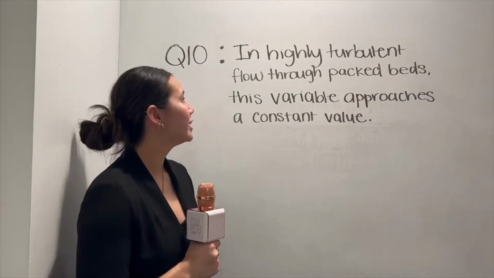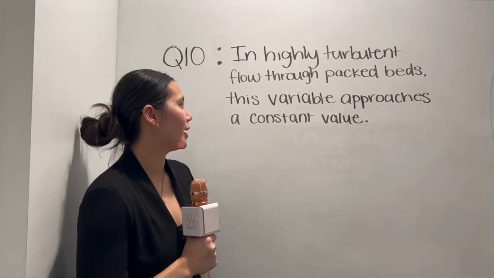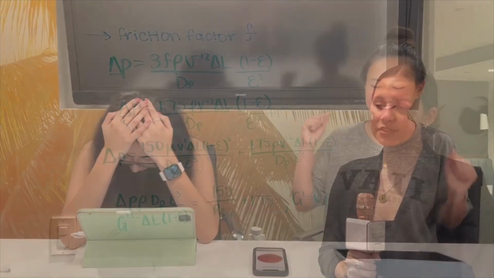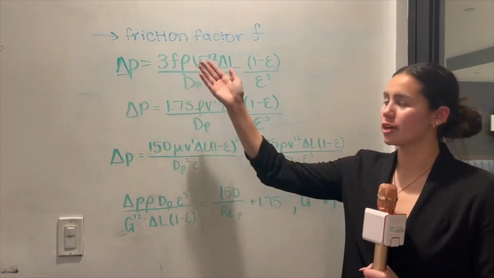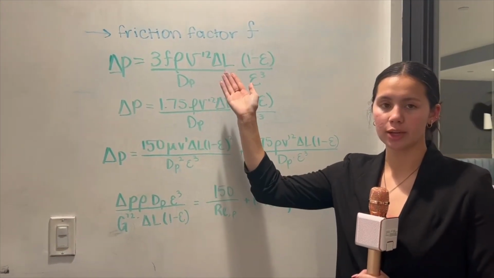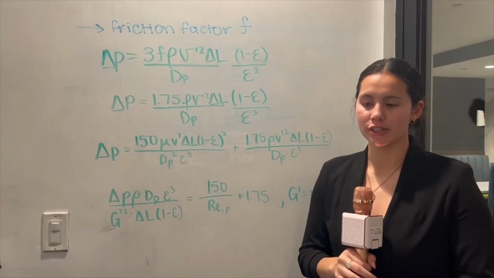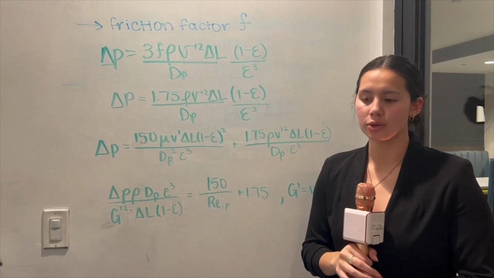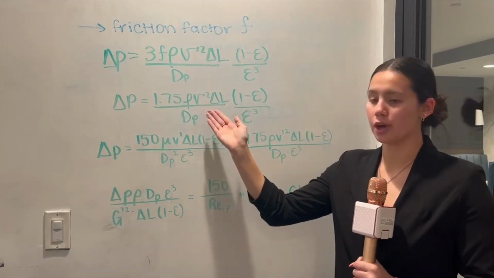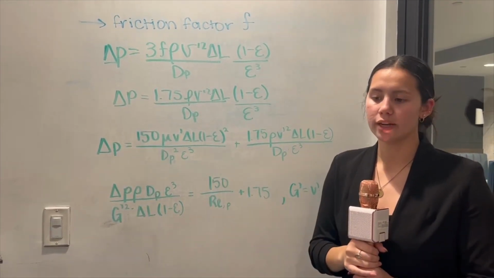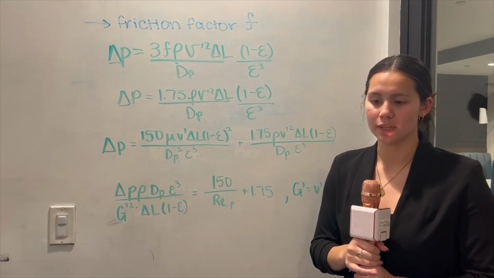Question 10. In highly turbulent flow through packed beds, this variable approaches a constant value. What is friction factor? That is correct. The first equation here is derived using the same process as in the previous question, but using the equation for change in pressure of turbulent flow. Since the friction factor approaches a constant value, this gives rise to the Burke-Plummer equation for turbulent flow through packed beds. The constant value, 1.75, is representative of the friction factor, which is experimentally determined.